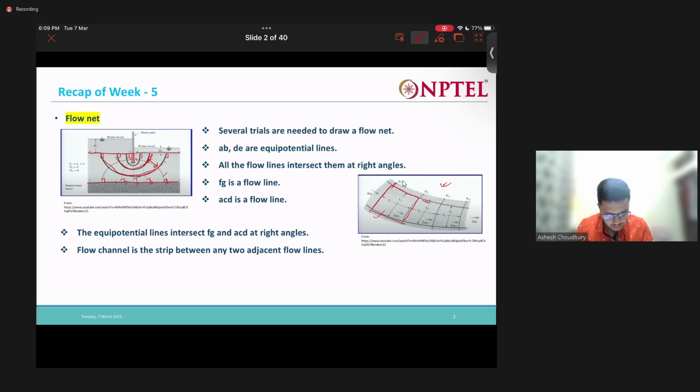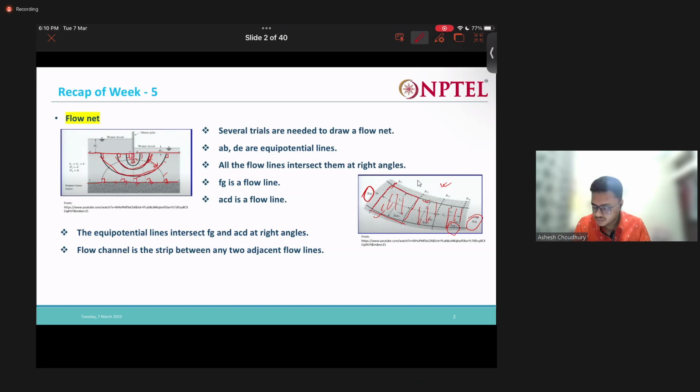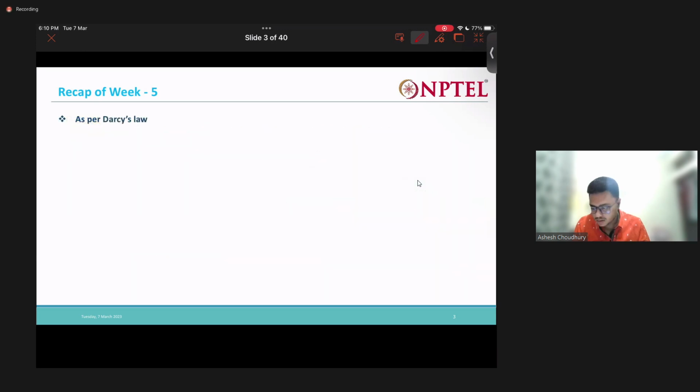Delta q1 is the flow in this element, delta q2 is the flow in this element, delta q3. So all these delta q1, q2 and q3 are actually equal to delta q, meaning all the flows are equal because the continuity should be maintained, right? Due to the continuity of the flow, the flows along all these elements are the same. So as per Darcy's law, what can you write?